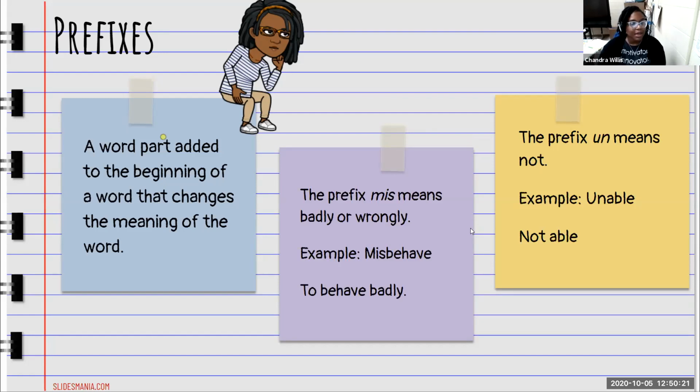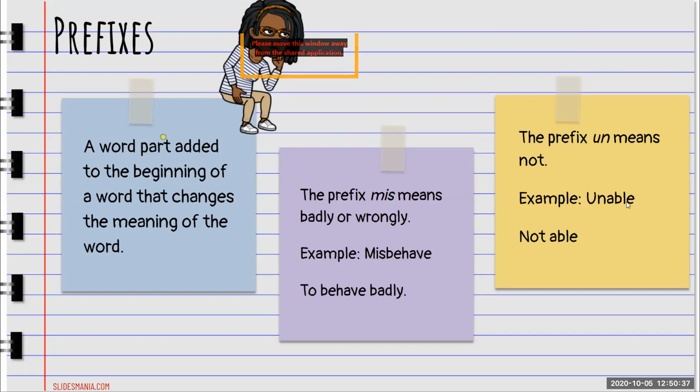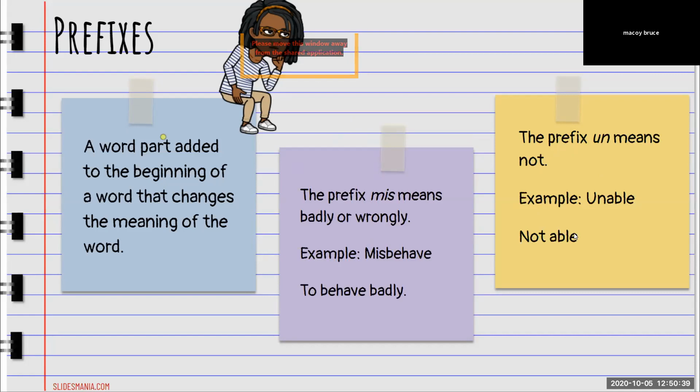I have some scholars in the chat box answering the question. They say that it means not. If you think it means not, can you shake your head? Yes, it does mean not. So the prefix un means not, like the word unable. I am not able. Not able.